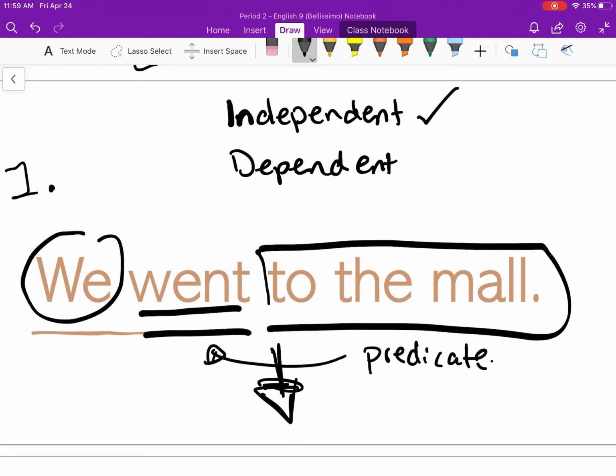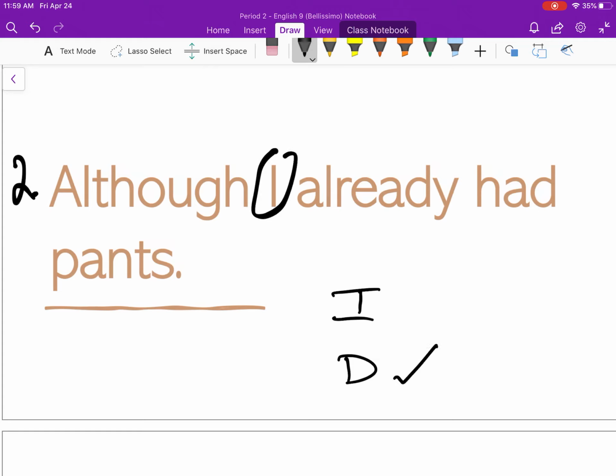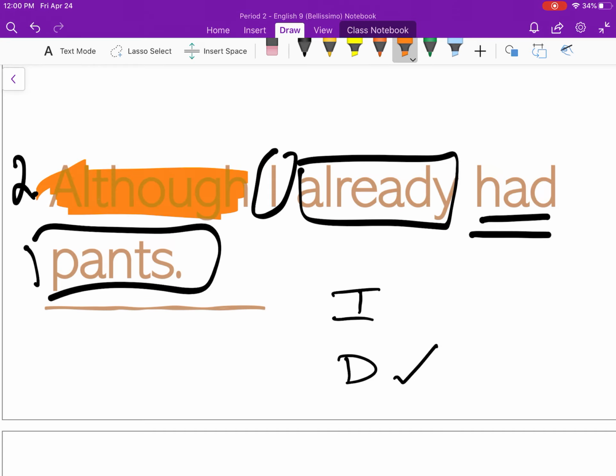So that was number 1. Number 2. Although I already had pants. So is this independent or dependent? Ready? This one is dependent. Okay, we have our subject, I, to have, and the rest of the sentence. Okay, and then we have our nice kind of subordinating clause here. I'll stop calling it an eyesore.